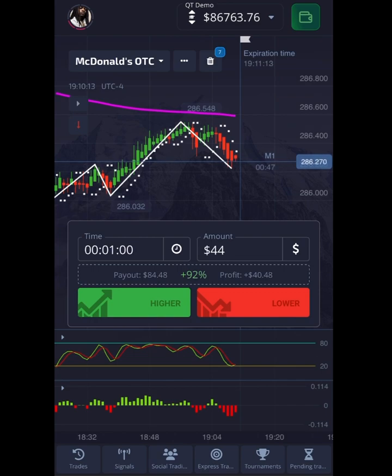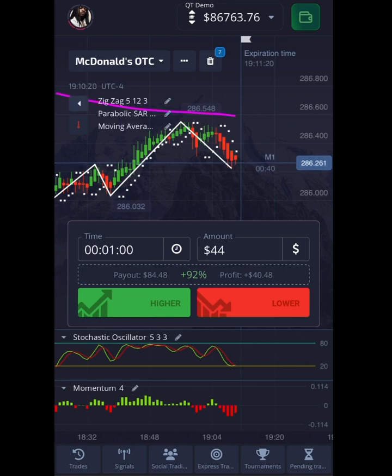So again, for a buy, looking for the dot to be on the bottom of price, looking for the green line on the stochastic at the bottom to cross above the red line, and you're looking for the momentum to have a decent sized green bar on the top. Vice versa for a sell.